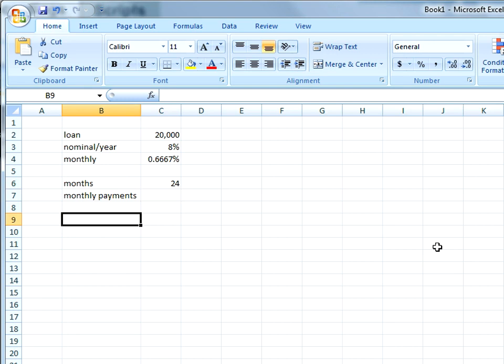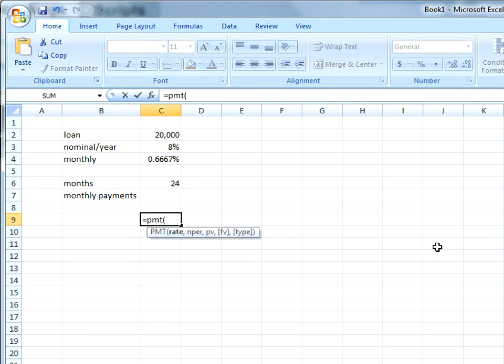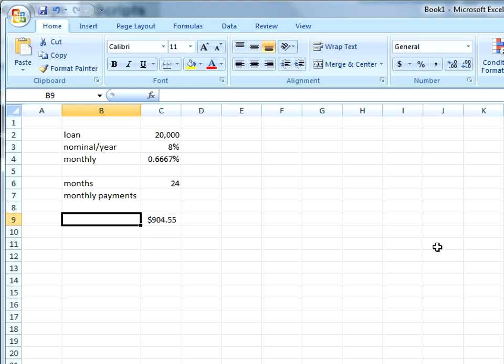That's enough for us to compute how much we need to pay. All we need to compute is the payment if we have a rate of 0.66% monthly and the number of periods is 24 months, and the original loan was for 20,000. The monthly payment will be $904.55.